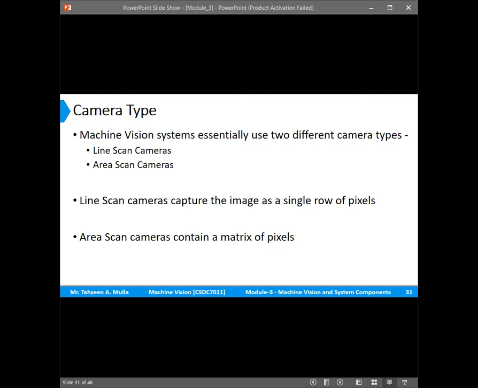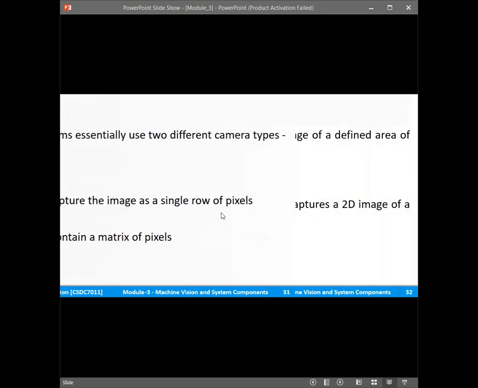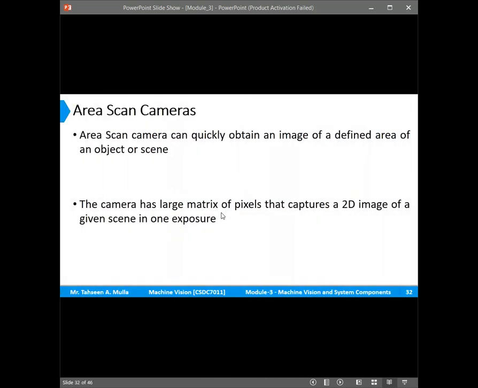So basically, these are two categories of camera types, line scan and area scan. But there's also a third one, that is the smart camera, right? So we have a general idea of how these are. Now let's see what area scan cameras are.